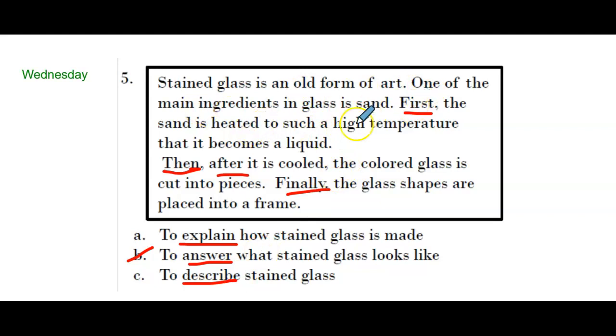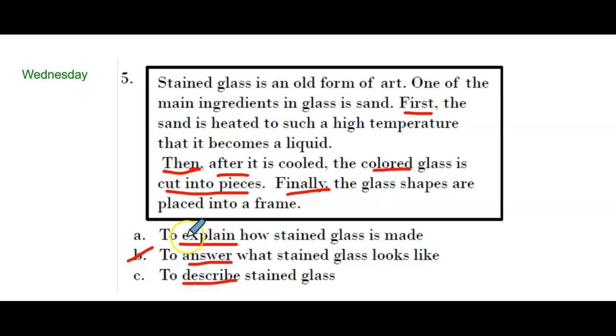Well, I see that the glass is colored and it might be cut into pieces. So there was a little description of stained glass in the second paragraph. But does that mean the entire paragraph was explaining how stained glass looks? No, it doesn't.